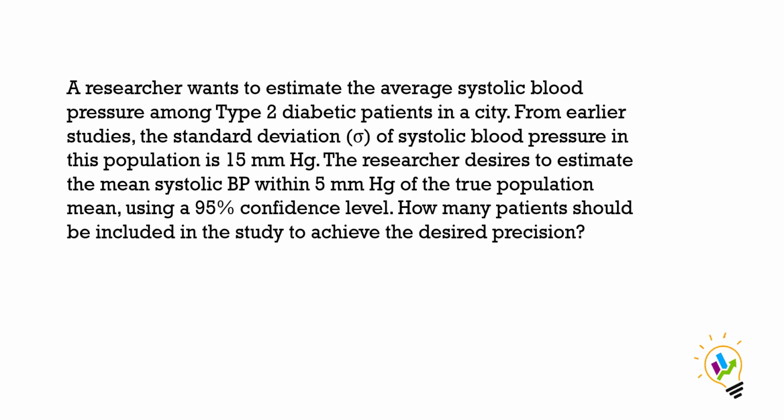We'll take this example where a researcher wants to estimate average systolic blood pressure among type 2 diabetic patients in a city. From an earlier study, the standard deviation of systolic blood pressure in this population is 15 mmHg. The researcher decided to estimate the mean systolic blood pressure within 5 mmHg of the true population mean using a 95% confidence level. How many patients should be included in the study to achieve the desired precision?